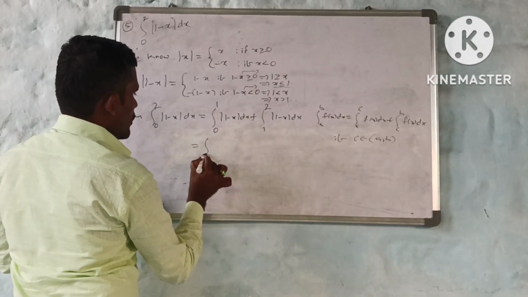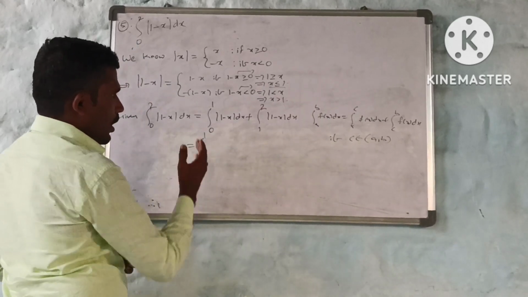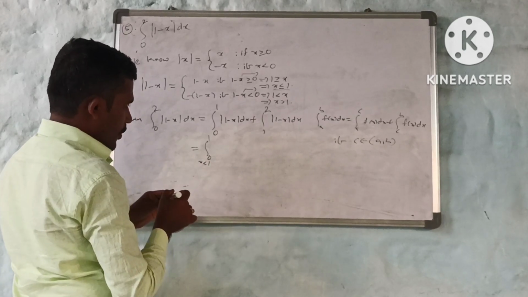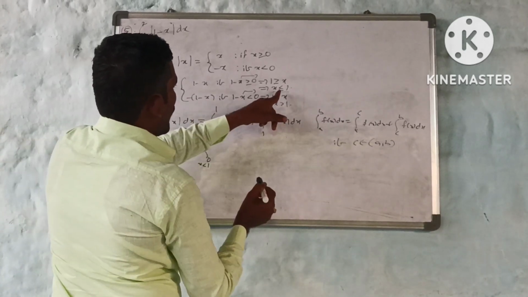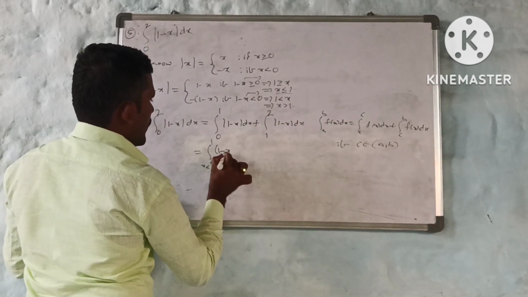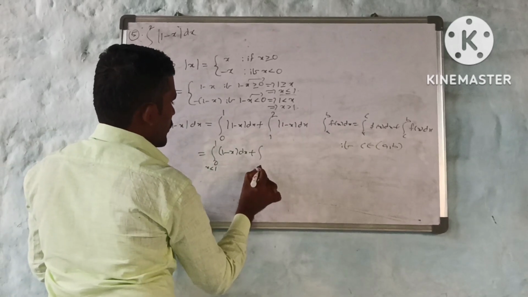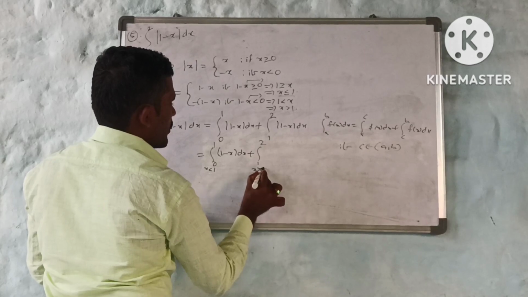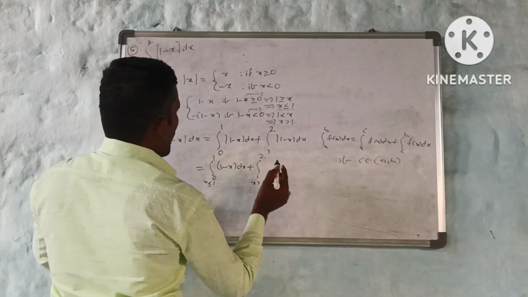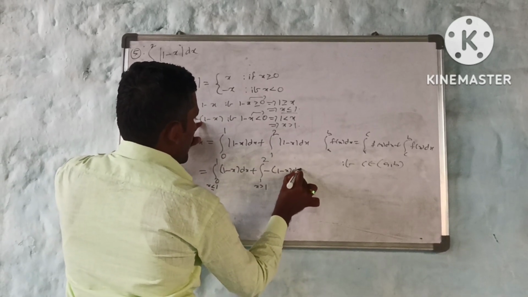So this is 0 to 1. Here x is up to less than 1, so I am treating it as less than 1. When x is less than 1, the function is 1 minus x only. So integral of 1 minus x dx, plus 1 to 2, that is x greater than 1, where the function we got is minus of (1 minus x) dx.